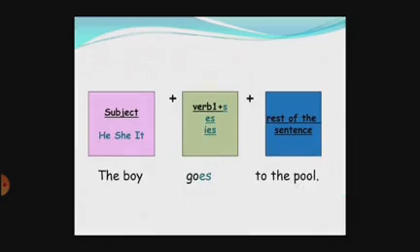Let's see the second sentence. The boy goes to the pool. So we said before that if the subject is he, she, it, or any singular noun, the verb should take s, es, or ies. That's why we added an es to the verb, because we have a singular noun, the boy. So the boy goes to the pool.